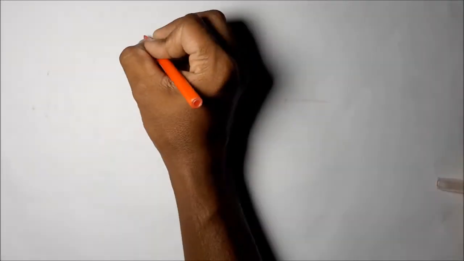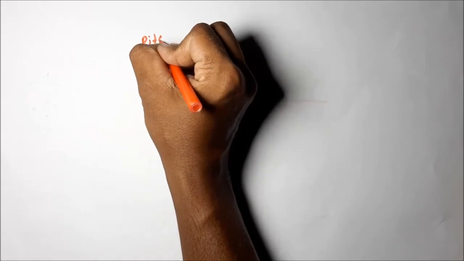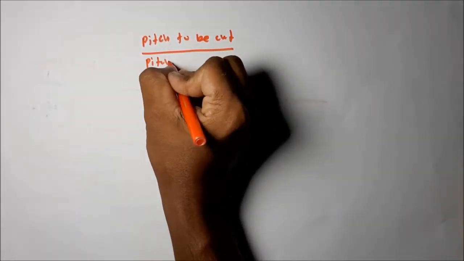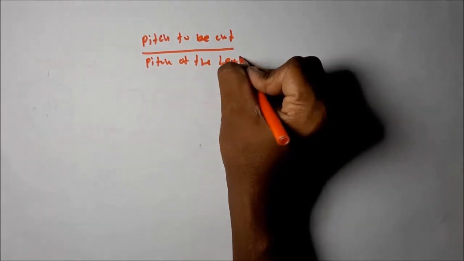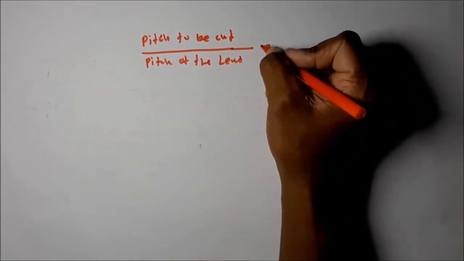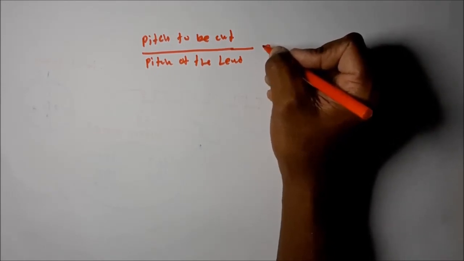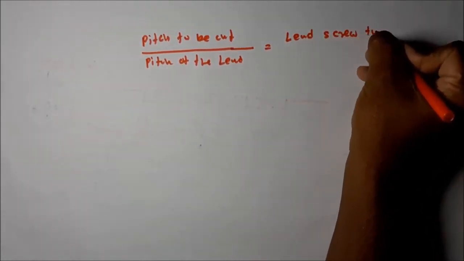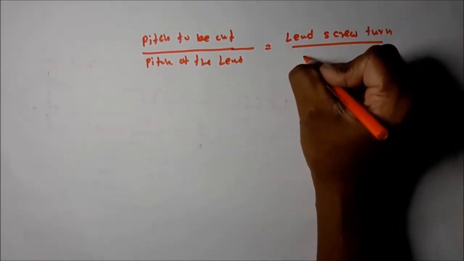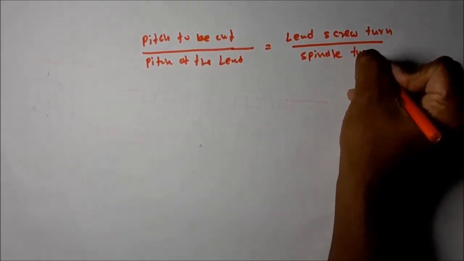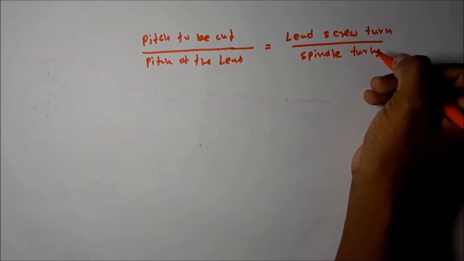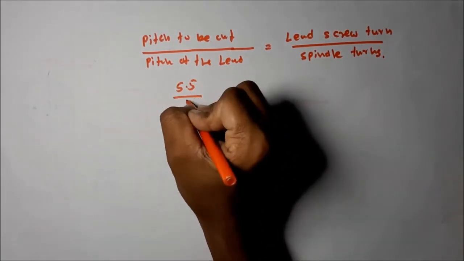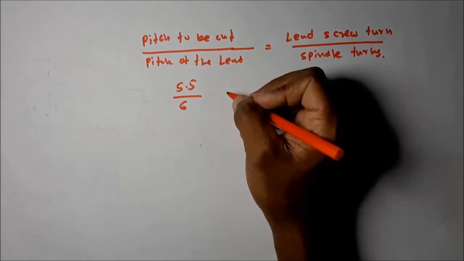The pitch to be cut divided by the pitch of the lead screw is equal to lead screw turns divided by spindle turns. Okay. Let's take that we want to cut the 5.5 millimeter pitch. The pitch of the lead screw is 6.